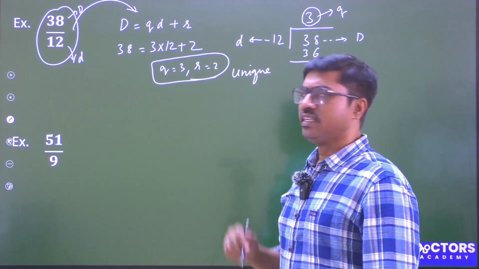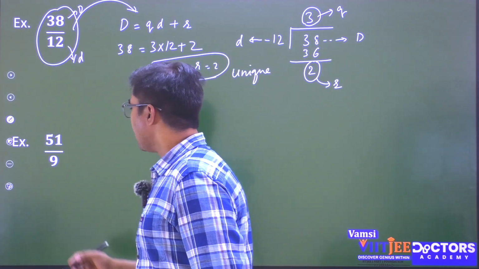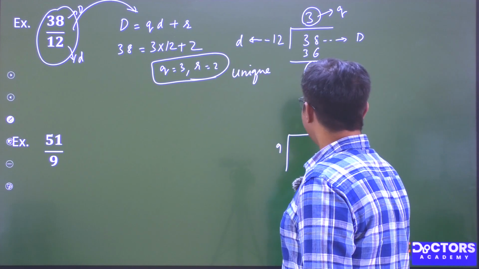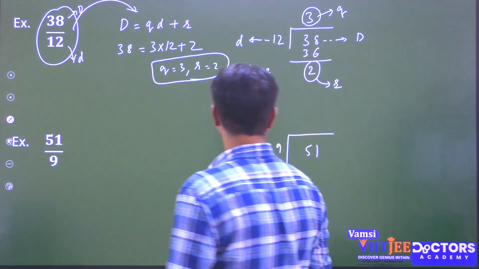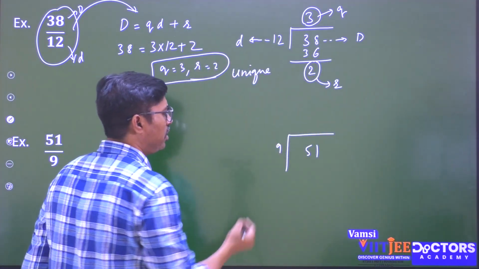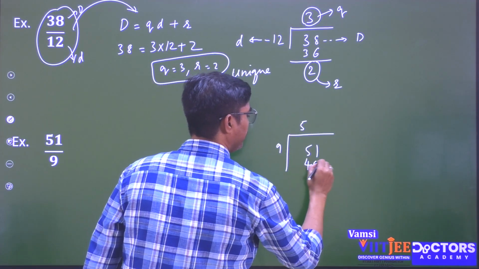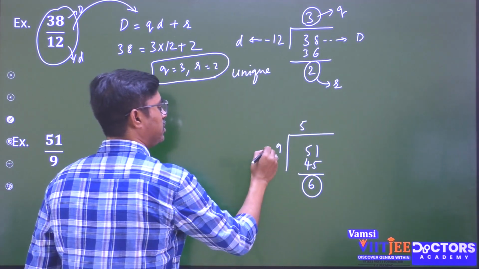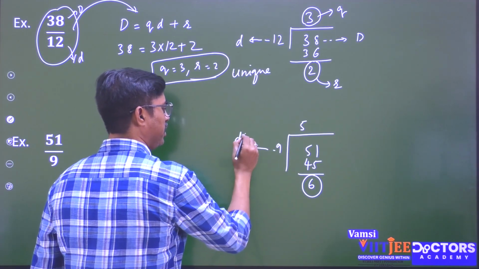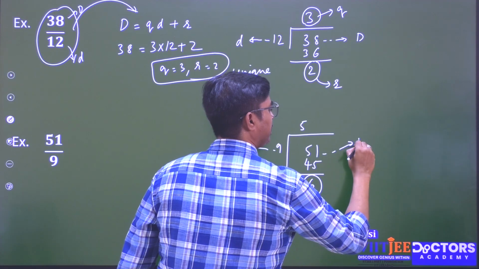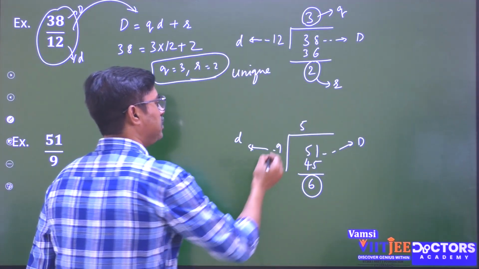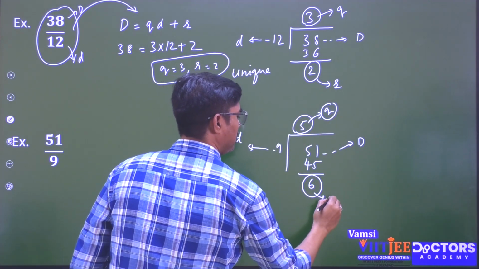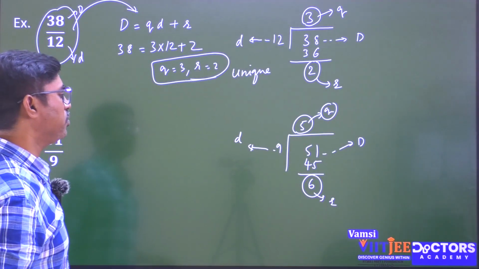Let's take another example. 51 by 9. Let's do the division of it again. You have 9 and then 51. So 9, you run the table: 9 fives are 45. You take the difference, you get 6 here. So this 9 is the divisor, small d. This 51 is capital D, the dividend. And this 5 is the quotient, and this 6 is the remainder.